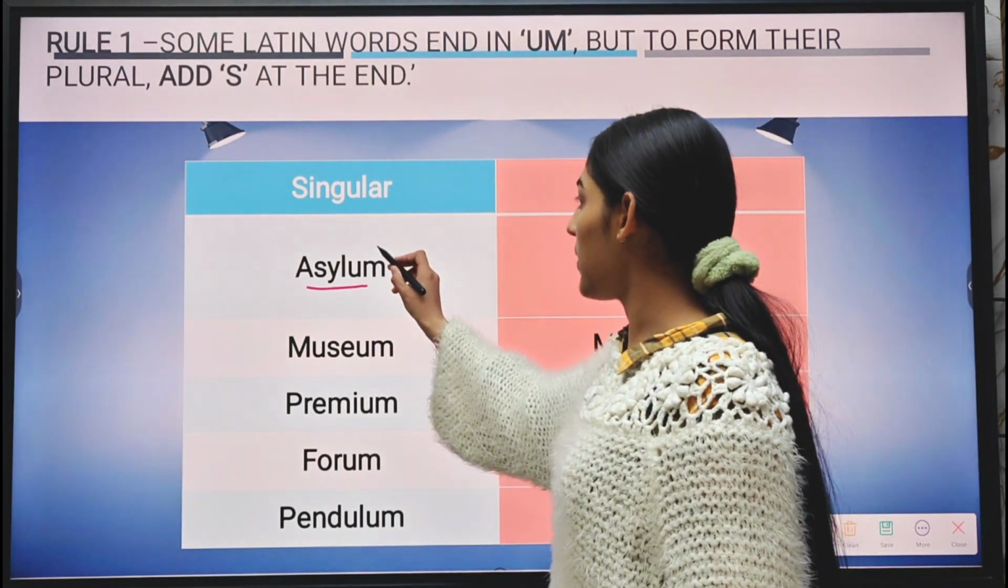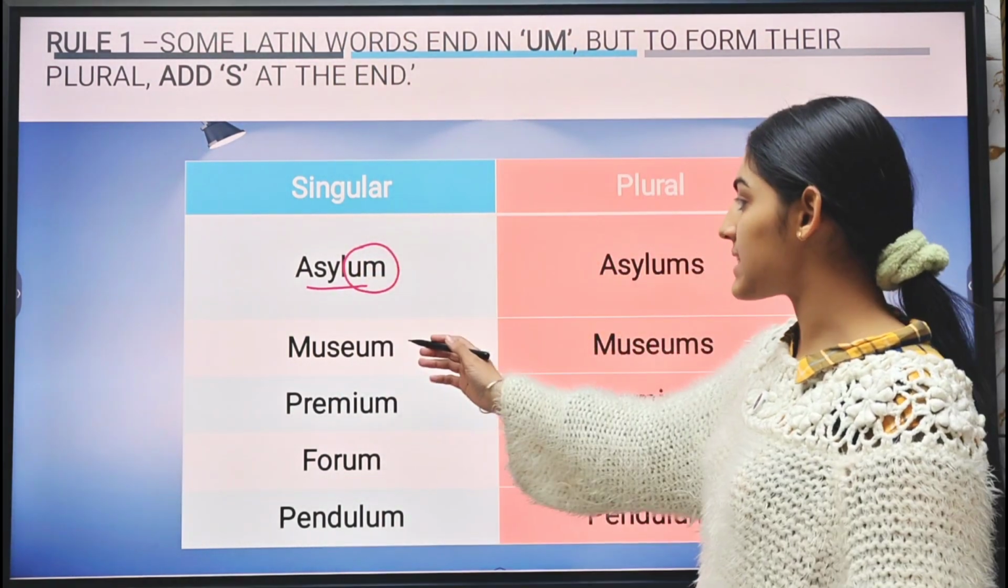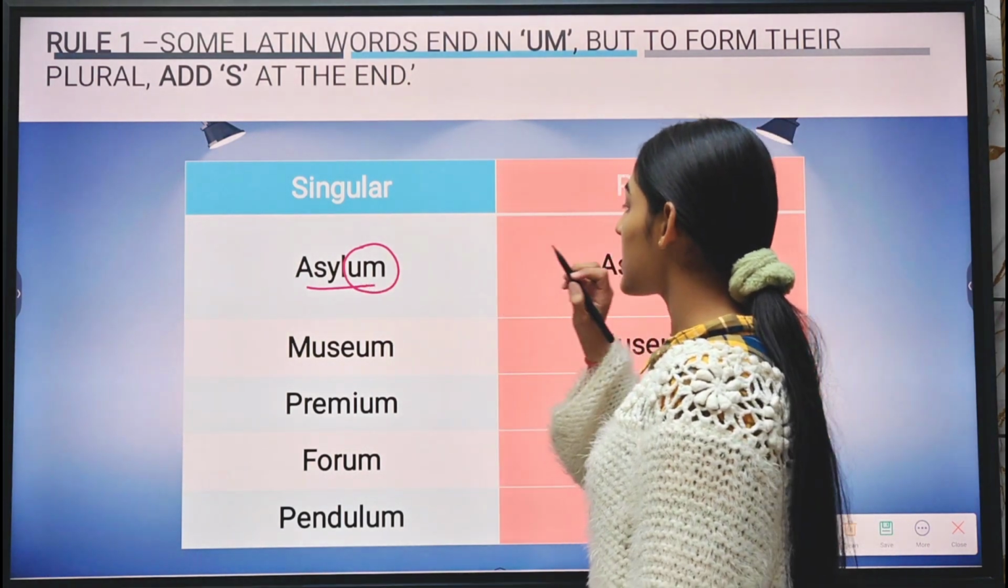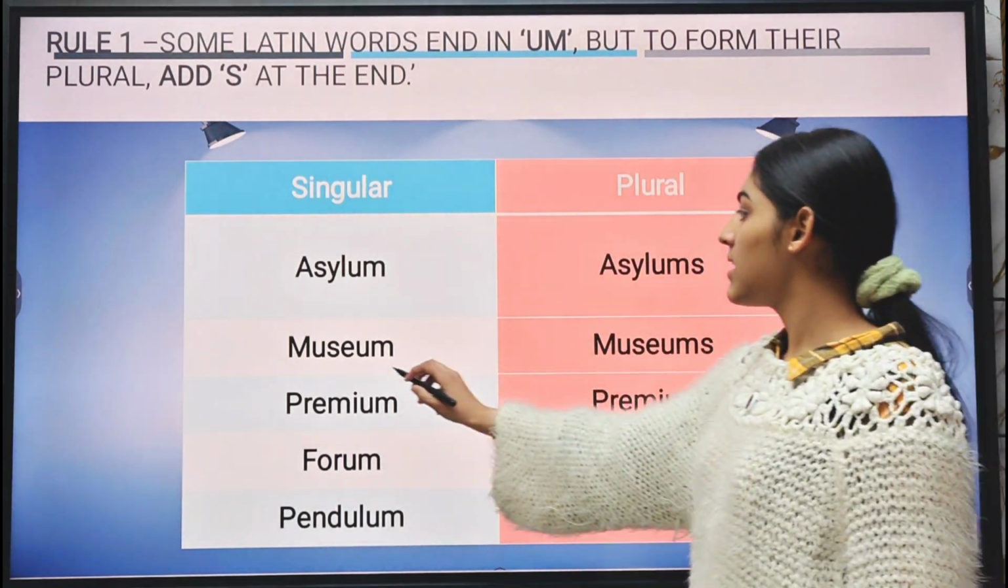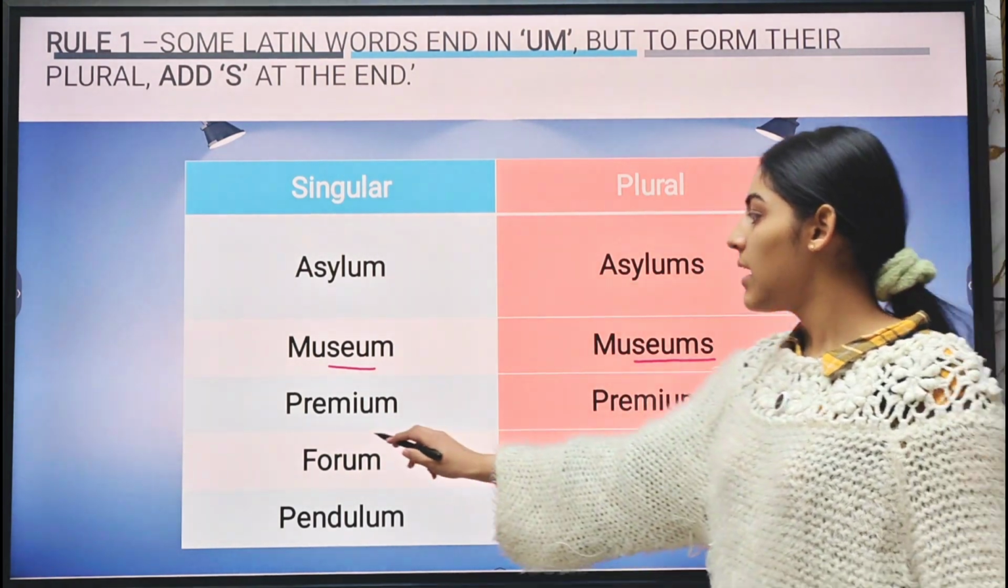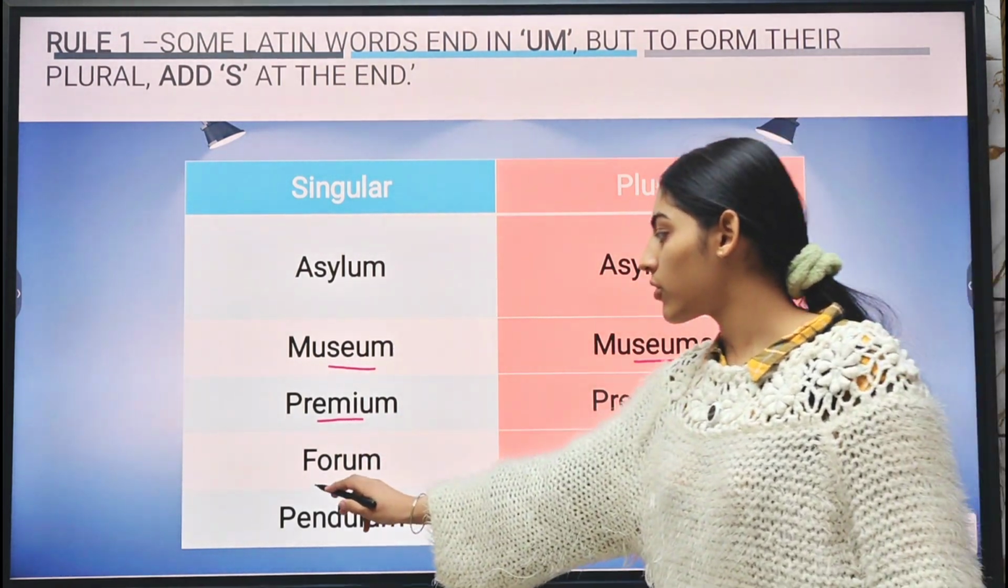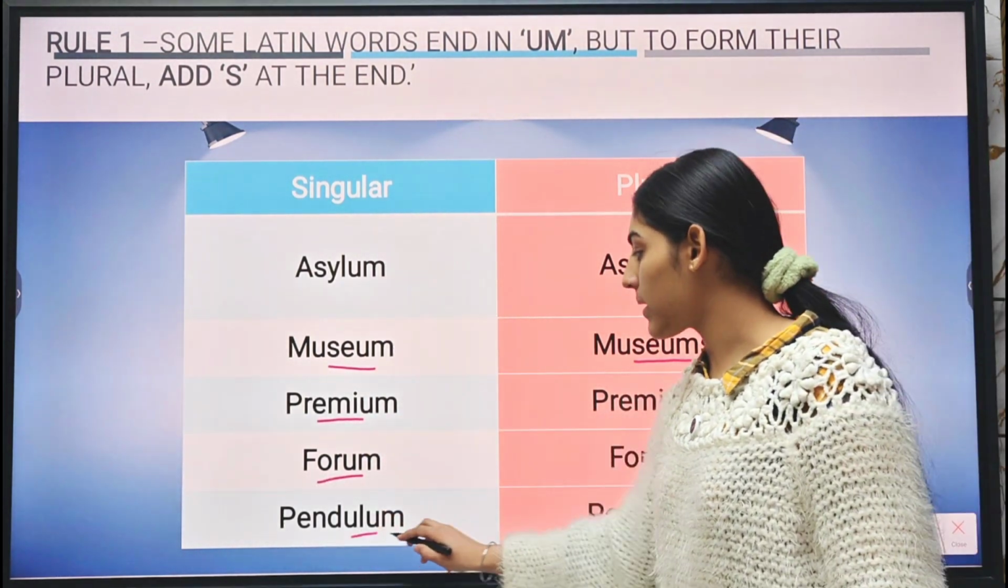Here is the word asylum, and it ends with um. This is a Latin word, and we will just add s to it to make it plural. So asylum becomes asylums, museum becomes museums, premium becomes premiums, forum becomes forums, pendulum becomes pendulums.